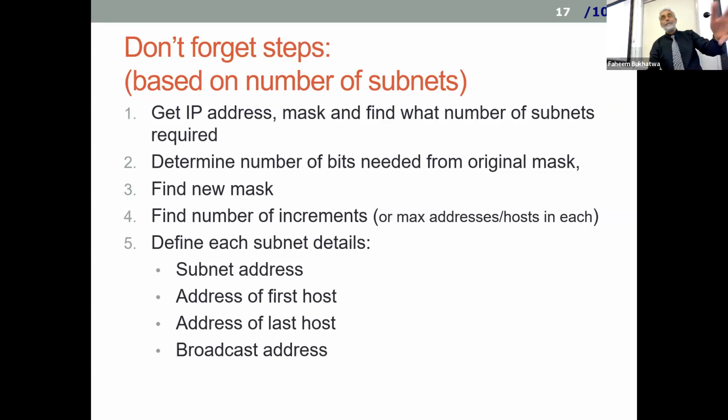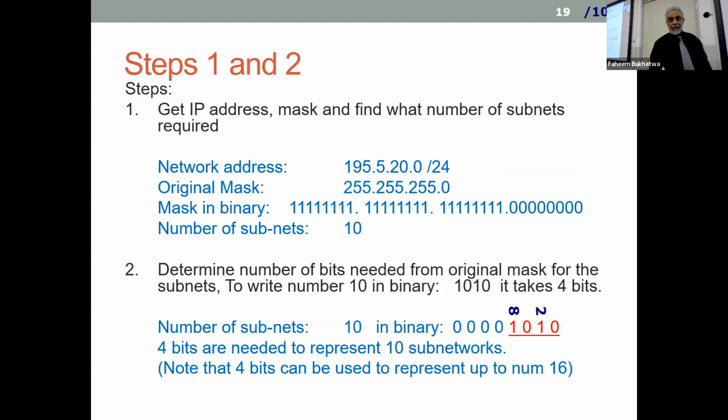These are the steps. Let's do the steps. First thing it says, get the IP address and the mask to find the number of subnets. We're given this IP address, 195.5.20.0, which is the address of one network, and we want to split it.